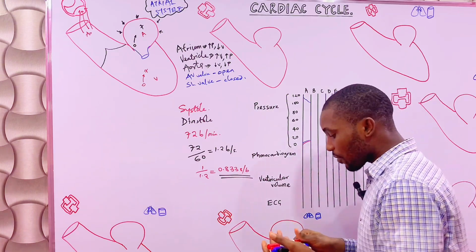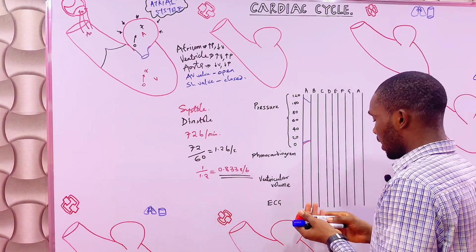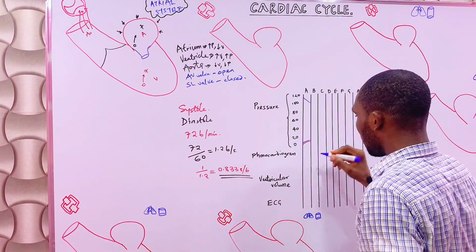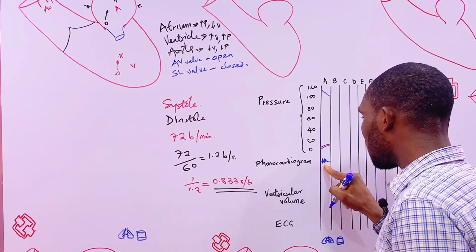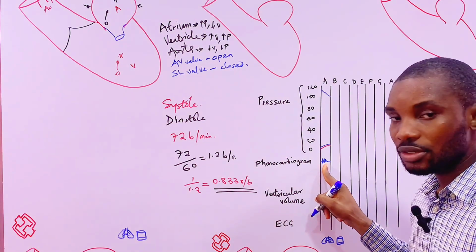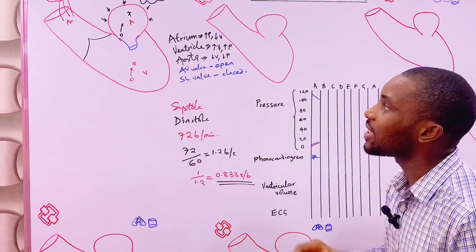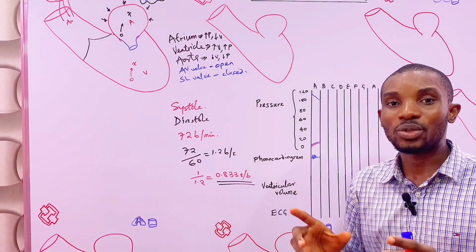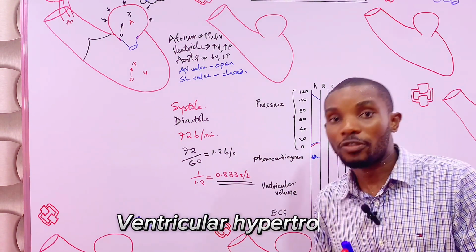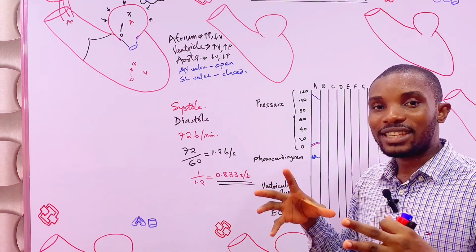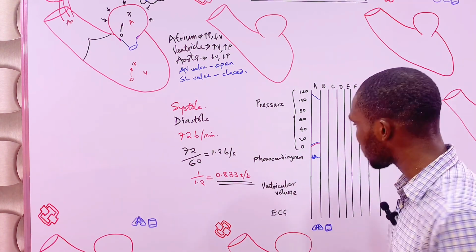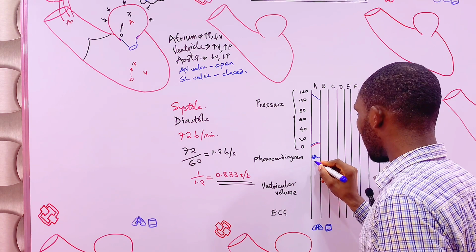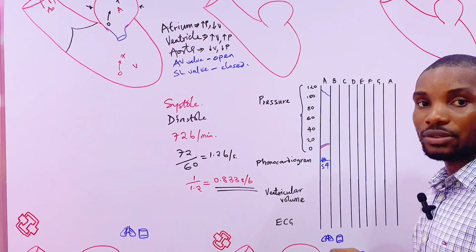So we could have a heart sound known as S4 heart sound, all right? So this S4 heart sound is not there normally. Okay, S4 heart sound is only seen in atrial systole when there is what? A ventricular hypertrophy. So when the ventricle is hypertrophied, there will be what? A sound heard known as what? S4 sound. So let me write it here. That's S4 sound.